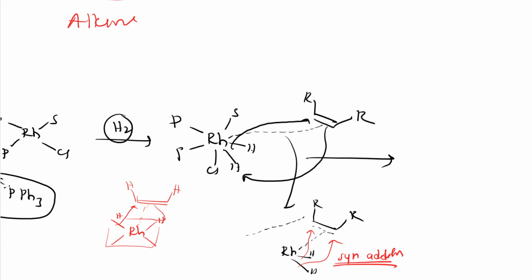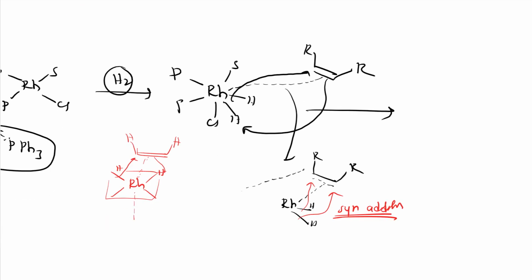So syn addition only happens if the coordination is below, like this. Here it has a coordinated alkene, and here I have hydrogen. Then both will attack from above, and both will attack in the same direction. So it is called syn addition.